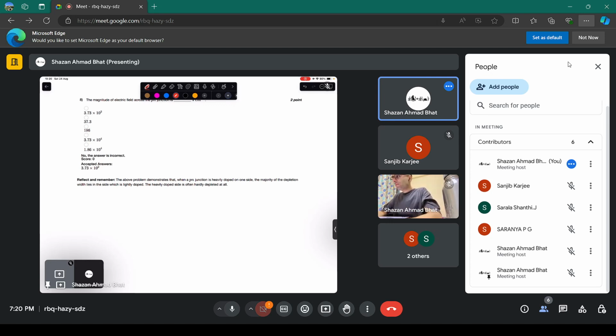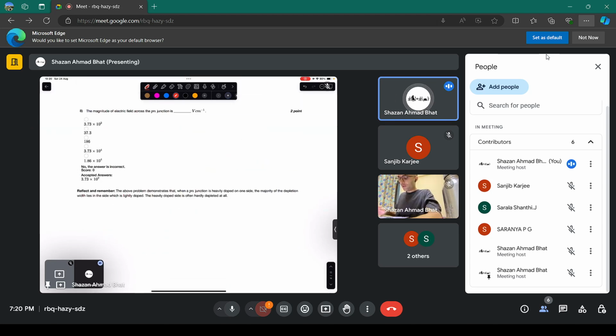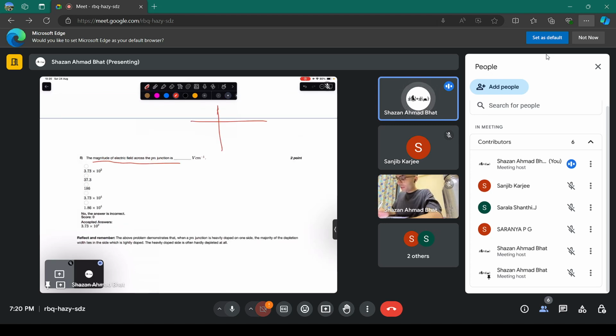Okay, if not, then let's move to the other part in the same spirit, and I think it's related to the same question. We have to find the magnitude of electric field. We know the profile looks something like this. This is the actual profile of how it will look. Because we have found this region is 2.46 nanometers, and this is 24.59 micrometers, whatever is left, and the overall is 24.6 micrometers, W, the depletion region width.